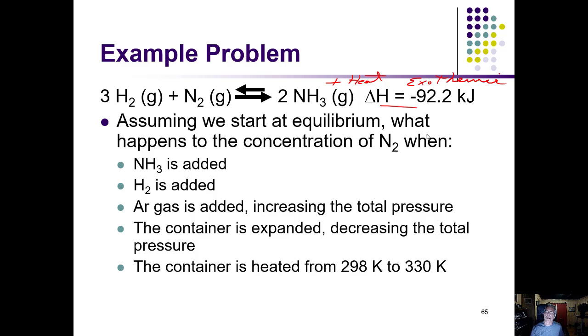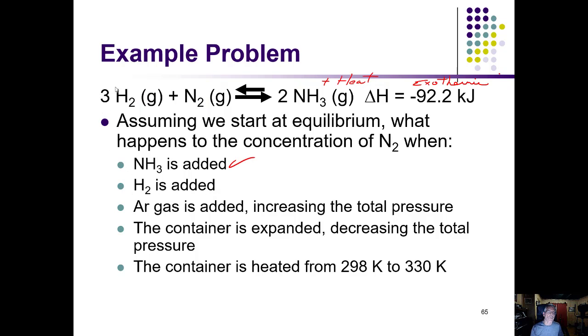All right, assuming we start at equilibrium, what happens to the concentration of N2 when NH3 is added? Okay, NH3, ammonia, is a product, and if we increase the concentration of the ammonia, the reaction shifts away from the increase, goes in this direction, because it's trying to bring down the concentration of ammonia, and in the process, it's going to cause nitrogen concentration to go up and hydrogen concentration to go up. What's it going to do to the temperature? It's going to cause it to go down, because any shift in this direction is going to take anything that's on the product side and reduce it, and anything on the reactant side and increase it. Okay?